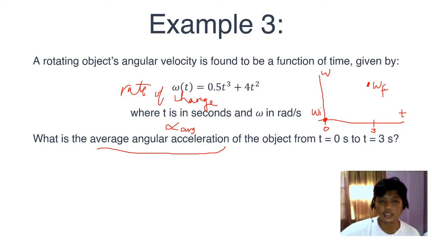Well, we do know our t initial, which is 0, and our t final, which is 3. Do we know our omega initial and our omega final? By the way, if you want to answer this problem on your own, you can pause and then solve it in your notebook and check later. But in our problem, we do have the formula.